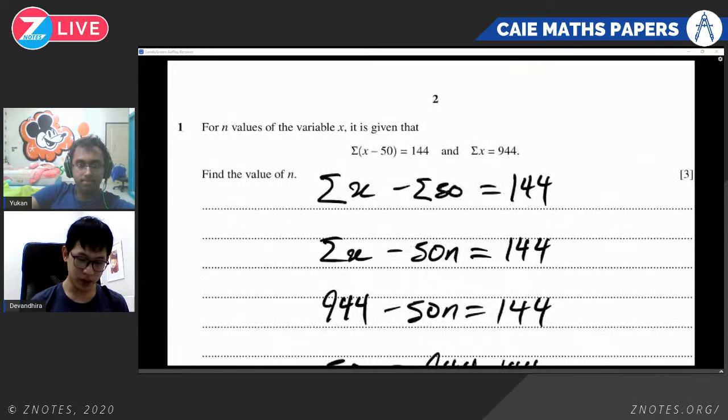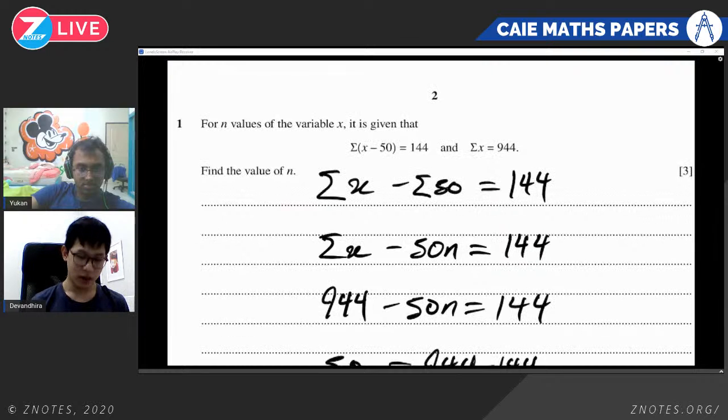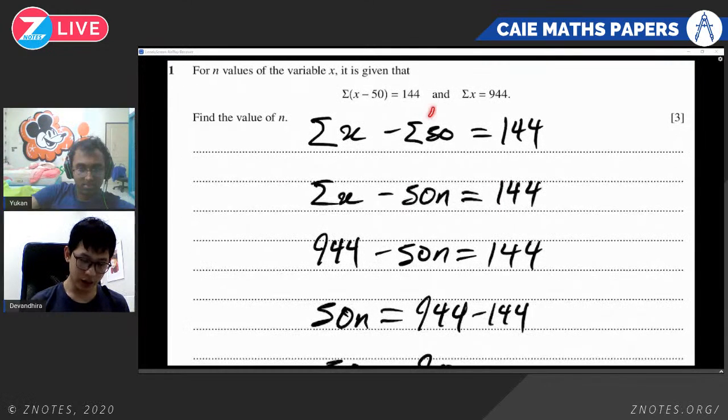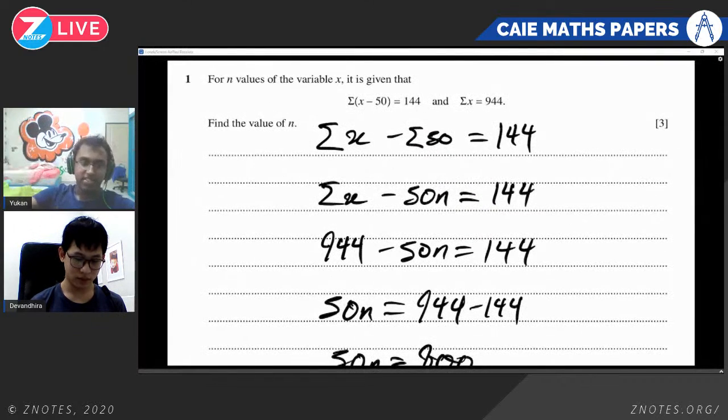First, we can realize that since the sum is a linear operator, we can distribute it, and we'll get our first part here. Now the next step is I can simplify this a bit more. When you sum 50, it's basically 50 times n. What's the reason for that, Yugen? Because you are taking the sum 50 plus 50 plus 50, n times, so you just end up with 50n.